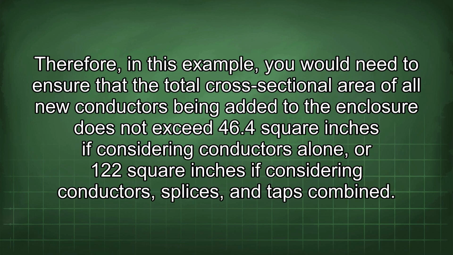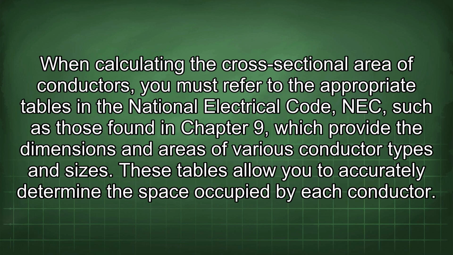Therefore, in this example, you would need to ensure that the total cross-sectional area of all new conductors being added to the enclosure does not exceed 46.4 square inches if considering conductors alone, or 122 square inches if considering conductors, splices, and taps combined. When calculating the cross-sectional area of conductors, you must refer to the appropriate tables in the National Electrical Code, NEC, such as those found in Chapter 9, which provide the dimensions and areas of various conductor types and sizes. These tables allow you to accurately determine the space occupied by each conductor.